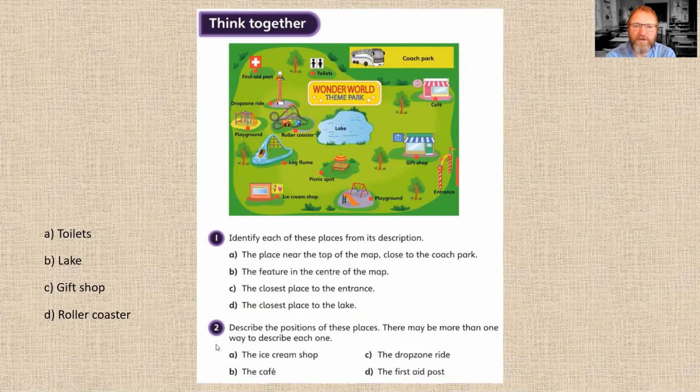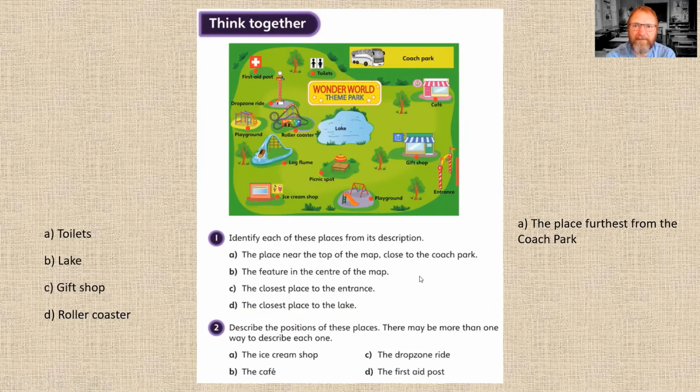So question 2A, describe the position of these places. There may be more than one way to describe it. So the ice cream shop, we can see it's here. So one way of describing it is the place furthest away from the coach park. So the coach park is right in the other corner of the map. We could also say it's in the bottom left-hand side of the map.